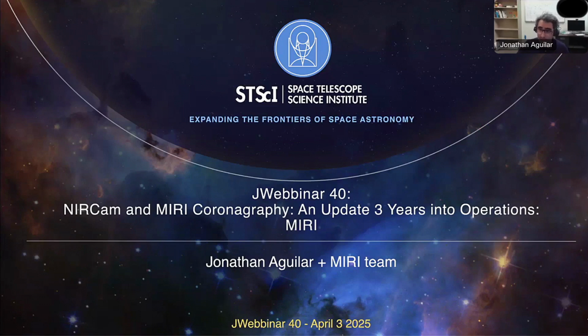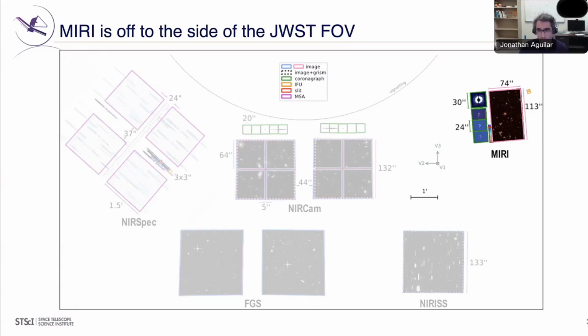Important highlights here for people who want to know what you can do with MIRI. So you saw MIRI is over here. This is the field of view. MIRI is over off to the side, far from FGS.